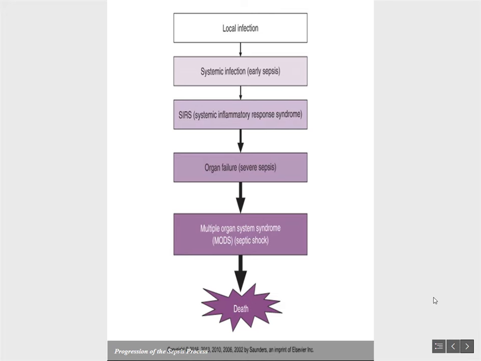It's also called SIRS. If it's not treated at that point, the infection can lead to organ failure, so failure of the kidneys especially is one that we'll talk about. It may also lead to what we call multiple organ system syndrome, or multiple organ system dysfunction, where you have organ failure all over the body, okay? That's also called septic shock. Once your patient gets to septic shock, the chances of rescuing them, or their survival, are pretty minimal, okay?